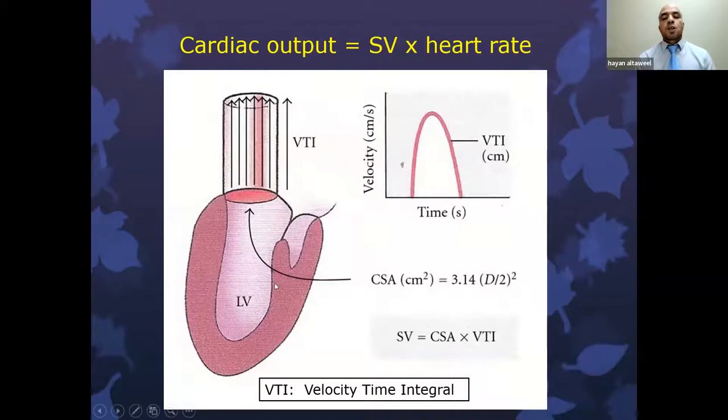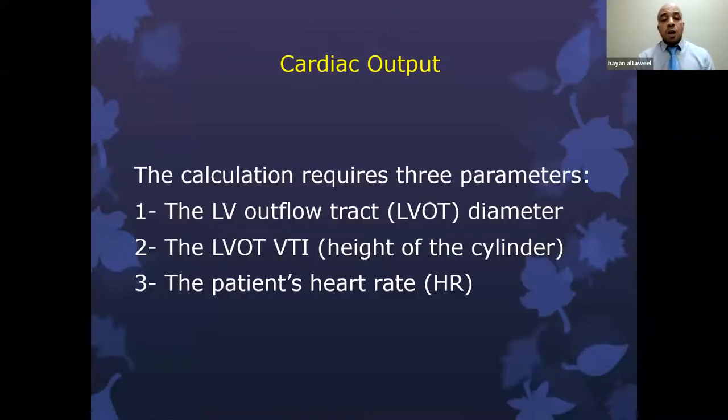So again, stroke volume will be the circle surface area multiplied by this height, which is called the VTI. We are going to speak about it in the next slides. So to calculate the cardiac output, you need three factors, as we mentioned. First, the left ventricle outflow tract diameter to get the radius of that circle. Number two, you need the LVOT VTI, which gives us the height of the cylinder to check its size. And then you need the heart rate of the patient to calculate the cardiac output.